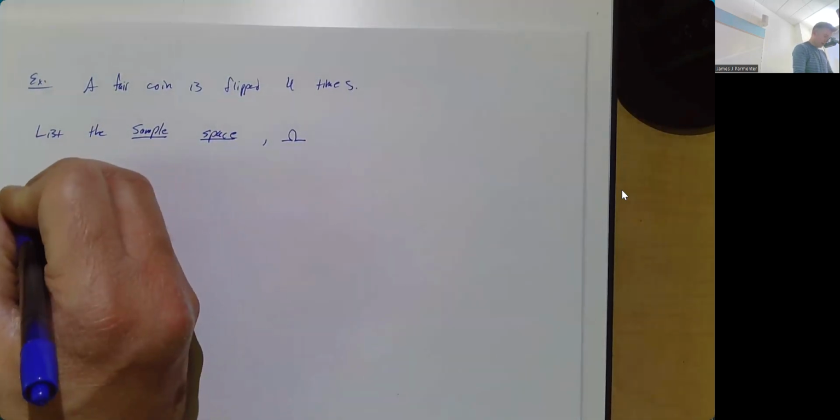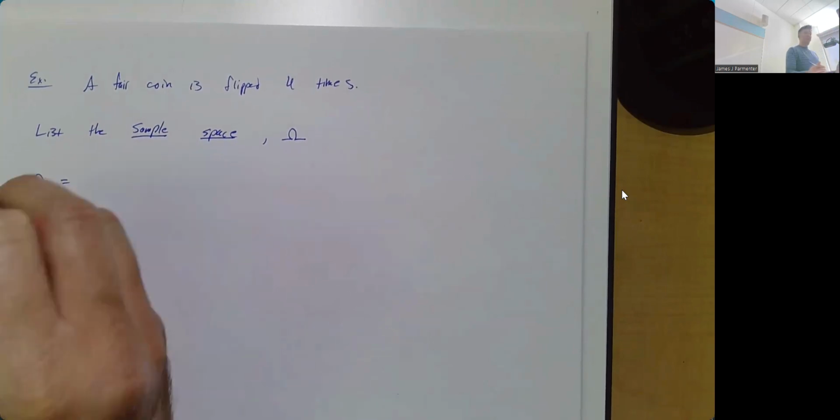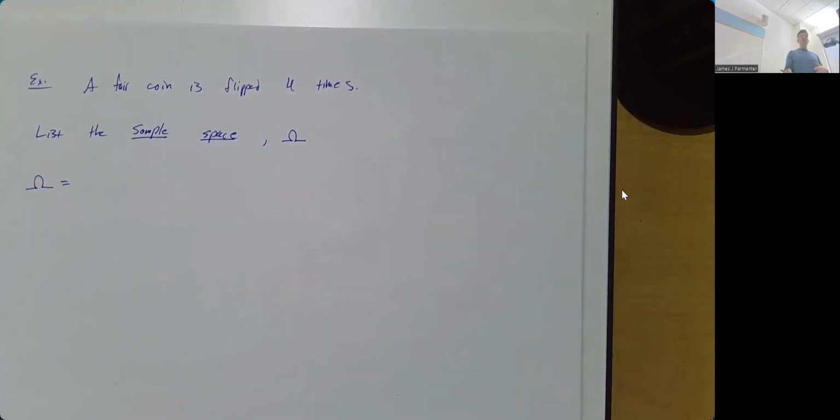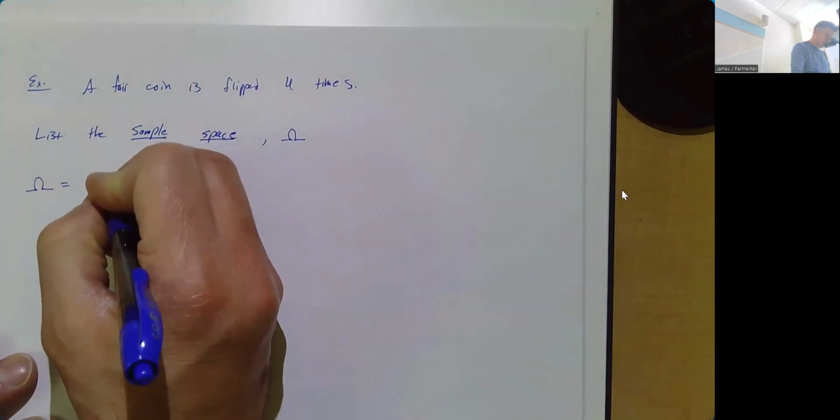So let's see what we've got here. Usually when you're asked to list this out, you want to be systematic about it. So we're going to be systematic by ordering it with the number of heads. So you can get all 4 heads. Heads, heads, heads, heads.